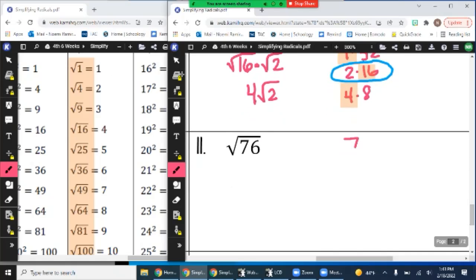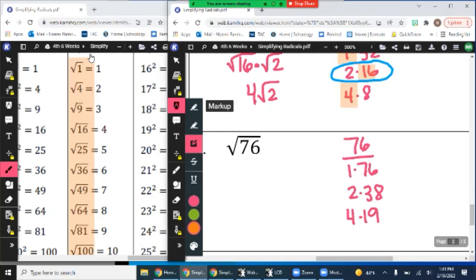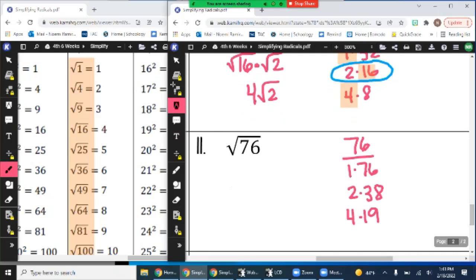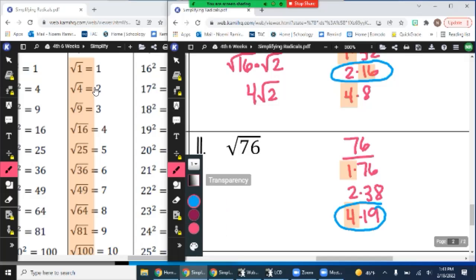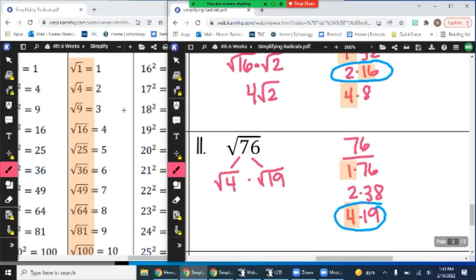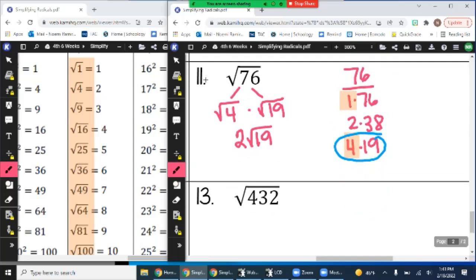And the factors of 76. 1 times, 2 times, and 4 times. Good. What are my perfect squares? And we pick the 4. So we're going to put square root of 4 times square root of 19. Square root of 4 is 2. Bring down square root of 19. Got it?